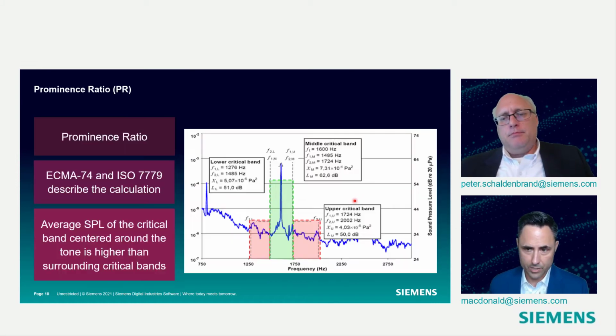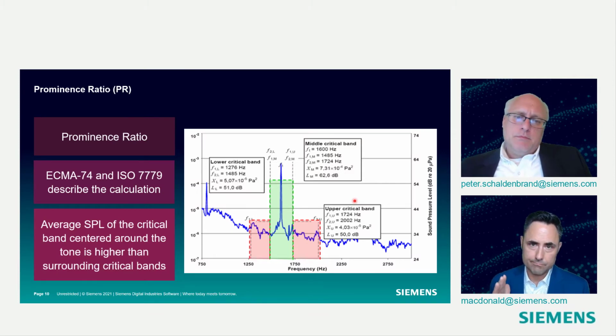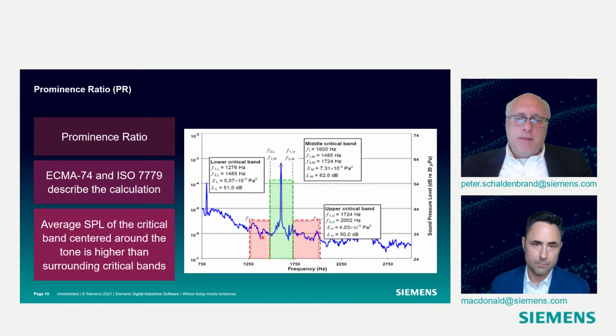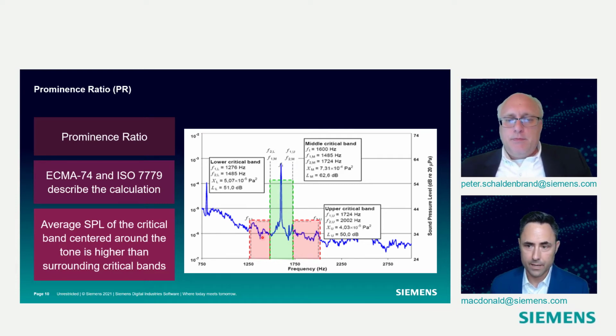Okay. So its sister metric is prominence ratio, and where tone to noise is like a tone to band comparison, this is a band to band comparison, also laid out in the ECMA standard. But in here, instead of looking at the amplitude of this tone by itself, we're actually comparing this critical band that contains the tone to the average level of the two neighboring bands, as shown here in sort of pink. Okay.